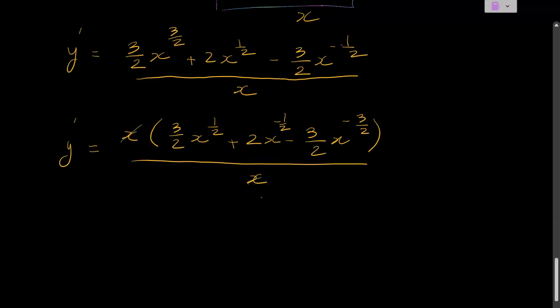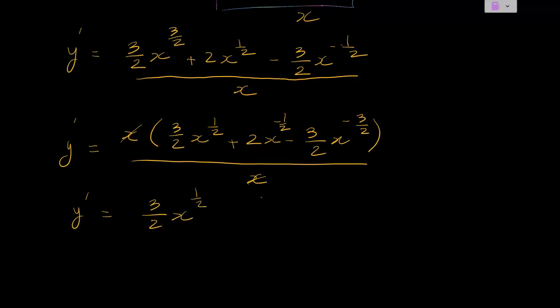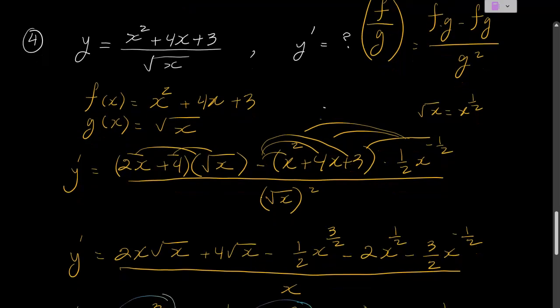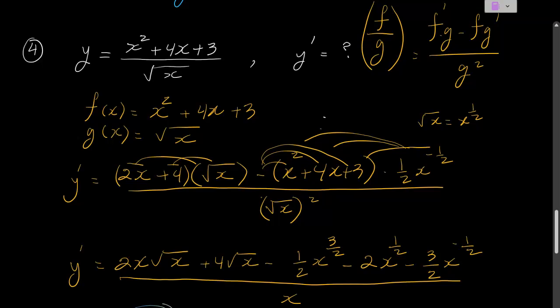I can do that. And then your final answer, y prime, is equal to whatever you have in the bracket left: 3/2 x to the half plus 2 times x to the negative half minus 3/2 x to the negative 3/2. That is the derivative of the original function that we had. And yeah, it is complicated and it's hard. So we got to go through the process and it's just mostly algebraic work.